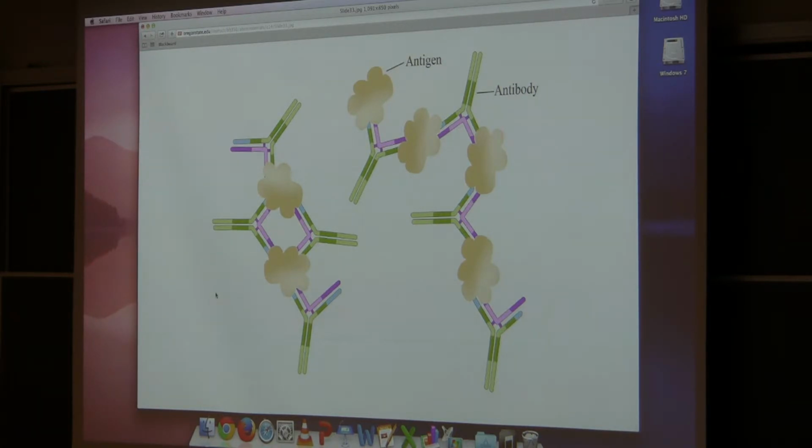Okay, so antibodies are proteins. But they make 10 to the 12th different antibodies. That's the remarkable thing. Now, I'm not talking about 10 to the 12th copies of one protein. I'm talking about 10 to the 12th different proteins. That's remarkable. That's really remarkable.